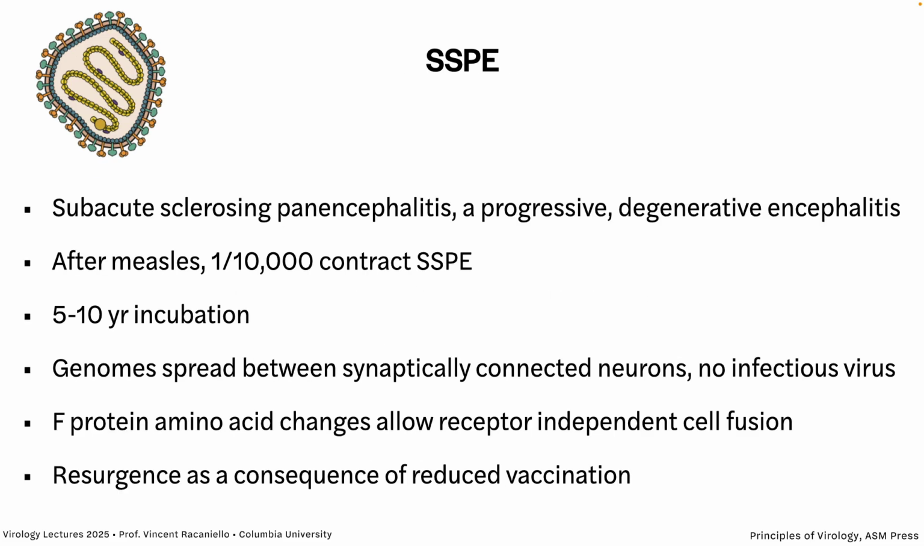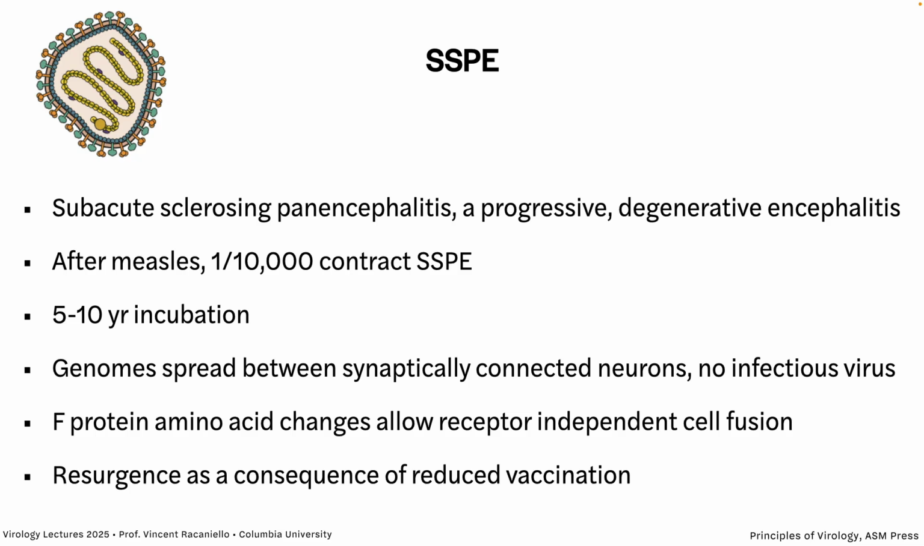There's a disease called SSPE, subacute sclerosing panencephalitis. This is a fatal neurological disease, 100% fatal. So children get measles, they recover, they're going on with their lives. 5 to 10 years later, they start having cognitive issues, they start having motor issues, and eventually they die. There is 100% fatality.